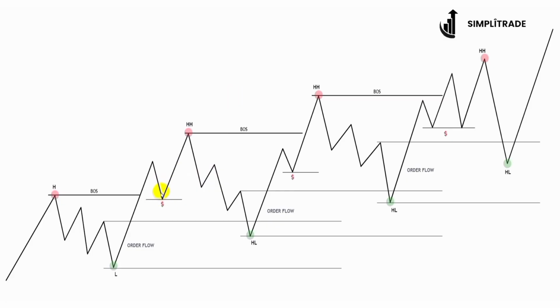a sponsorship candle here. But then what the institutions will do is they would actually raid the sell side liquidity here to mitigate where they actually initiated the buy move to the upside that took out the major swing high points. So you can see now we have price pushed to the downside. Now price mitigated the order flow.